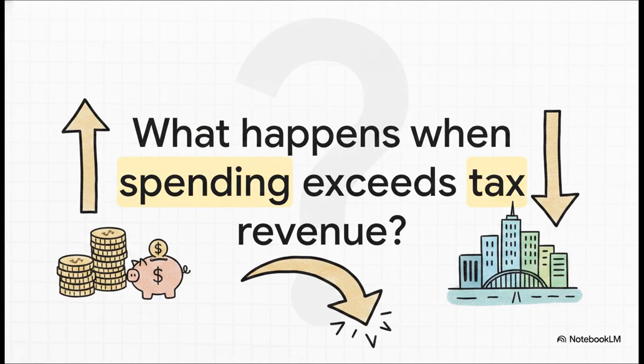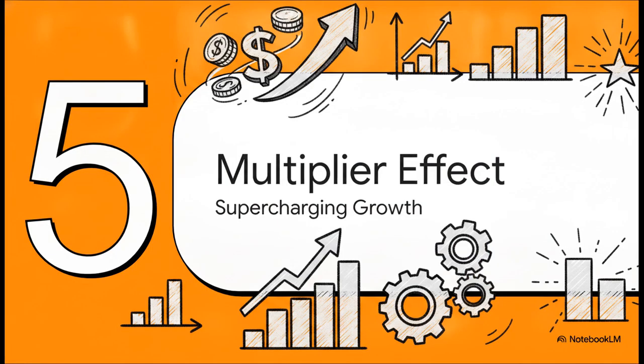So taxes come in and spending goes out. But what happens when government spending exceeds tax revenue? Let's transition to the macroeconomics here and ask what occurs when the money flowing out for public goods totally outpaces the taxes coming in. Section 5, the multiplier effect.